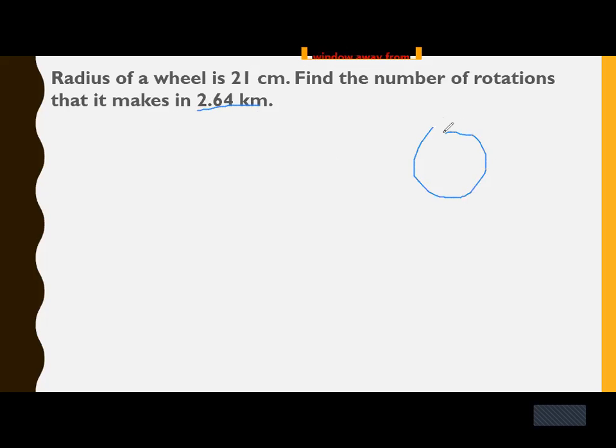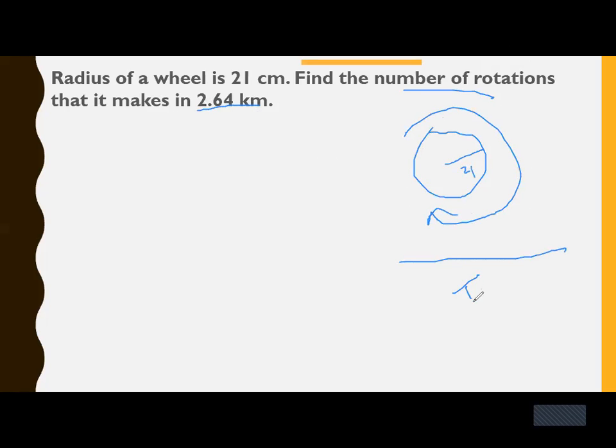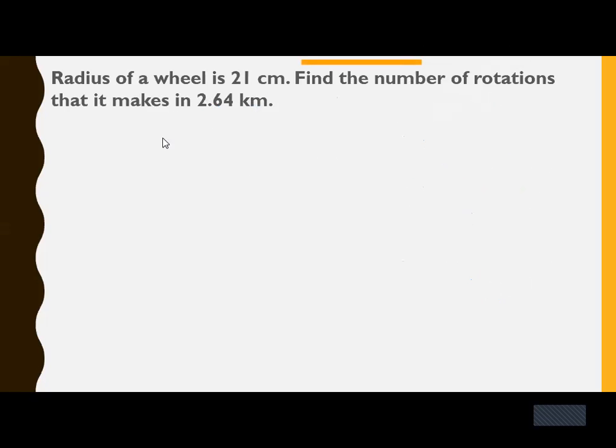What is given here in the circle? The radius is given, which is equal to 21 centimeters, and we have to find how many times it is going to be rotated. That means we have to find the number of rotations it makes to cover the total distance, which is equal to 2.64 kilometers. Clear, students? Now let's start with the given. First, the radius is given as 21 centimeters, then the total distance is 2.64 kilometers.